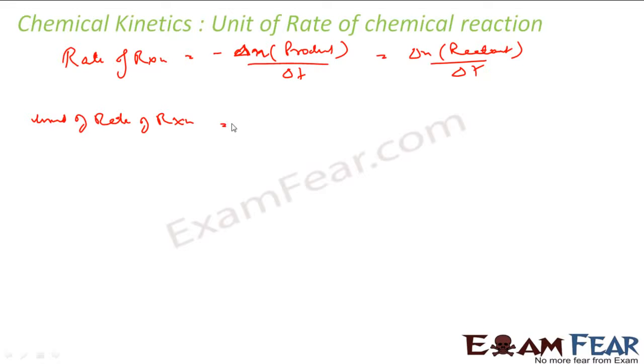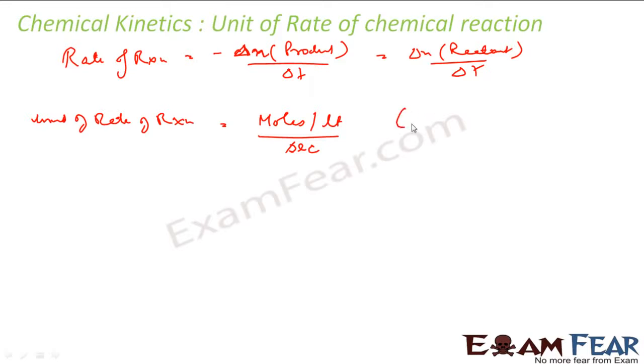Concentration is always in moles per liter, molarity, correct? And delta T is a time. Time can be in seconds, minutes, or hours. Generally we use seconds, but it can be minutes or hours also.